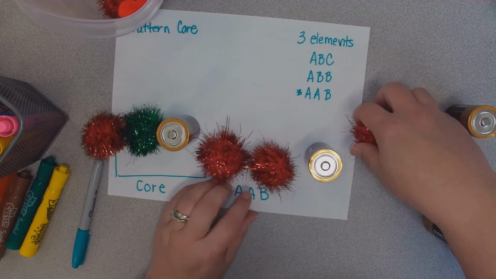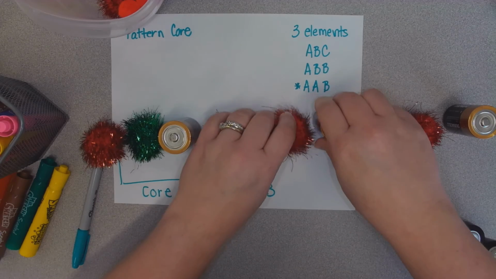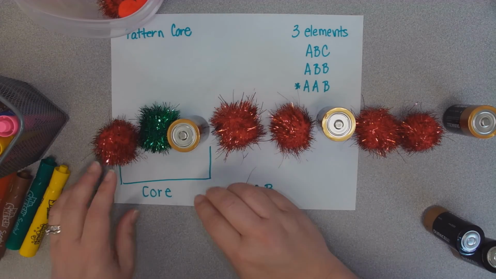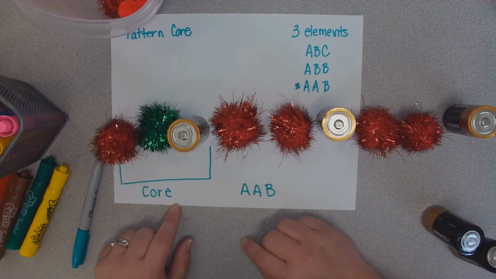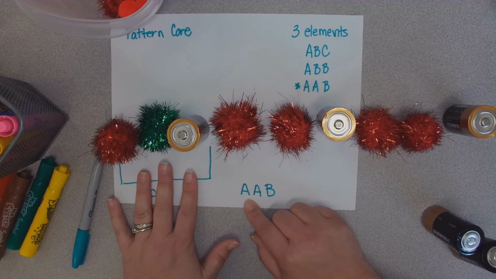Okay? All right, so for the core assignment, find anything around your house. Choose whether you want to make an ABC, an ABB, or an AAB pattern. Make it somewhere, and then you can either send me a short video showing me the core, or you can show me on a piece of paper what your core is, like this.